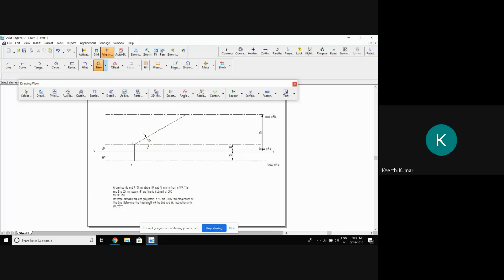What is the other thing given? The distance between the end projectors is 50 mm. What do you mean by the end projector? End projector means the vertical line joining between A dash and A and B dash and B. That is called end projector. How much is it? It's supposed to be 50 mm. So I'll draw the end projector also. And I'll maintain the distance between these two as 50.